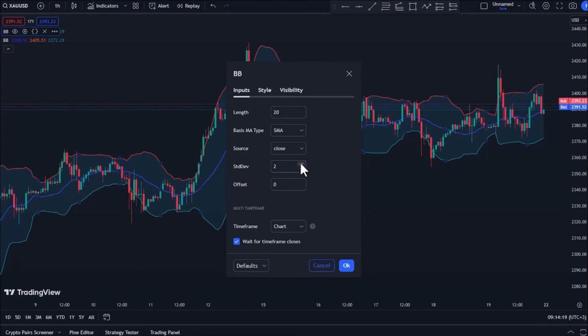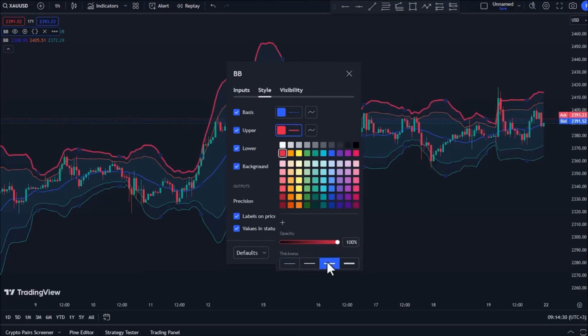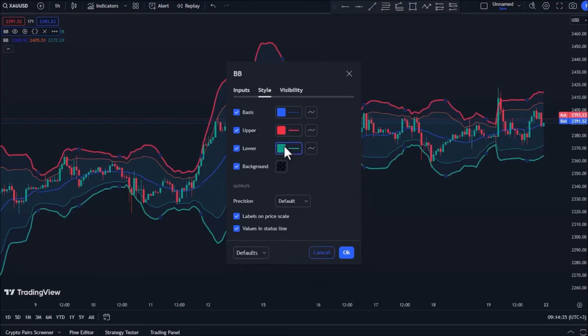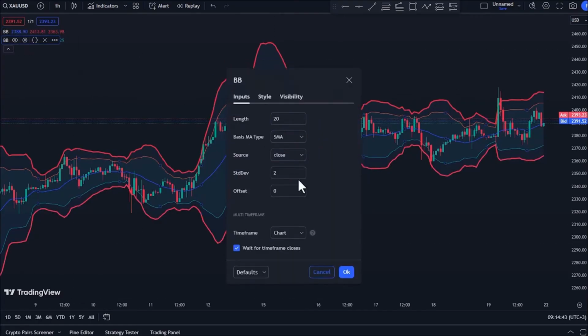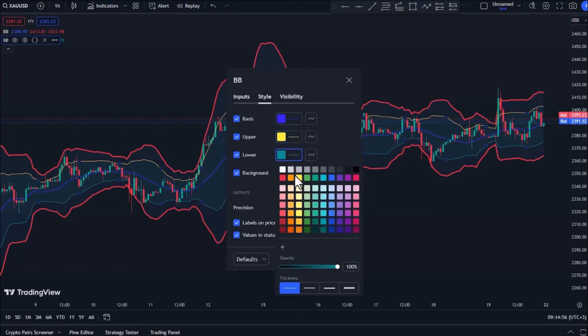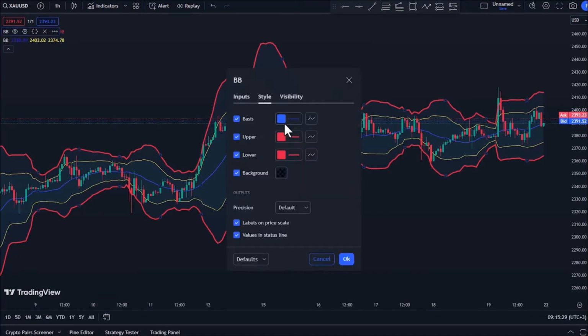we change the standard deviation to 3, and we make the upper band a bit thicker, as well as the lower band. We also change its color to red. Again, for this Bollinger Band that we added, we set the standard deviation to 1.7, and for the style, we change the upper band to yellow, and the lower band to yellow as well.